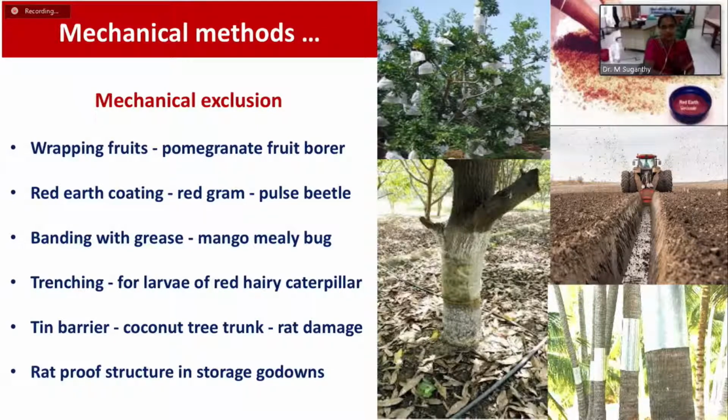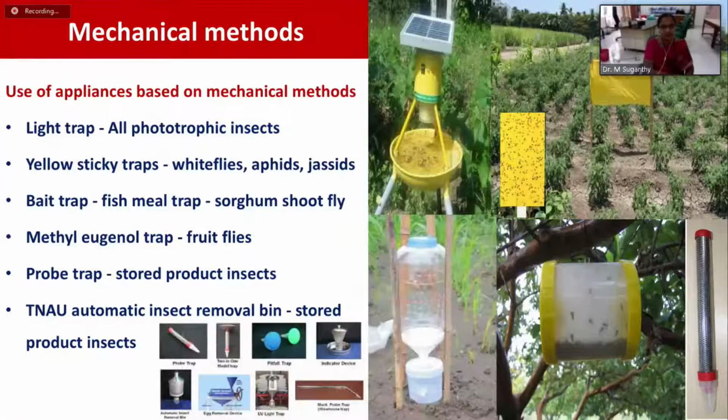Then comes the use of some appliances based on mechanical method. This includes the light trap. All the phototropic insects are attracted towards the light trap. So usually the light traps are run between 6:30 p.m. to 11:30 p.m. in the night, and then all the phototropic insects in the field will be trapped and get killed. Then use of yellow sticky traps. It is highly recommended for the management of whiteflies, aphids, and jassids. But in Tamil Nadu, we are using these yellow sticky traps for the attraction of leaf miner adults also.